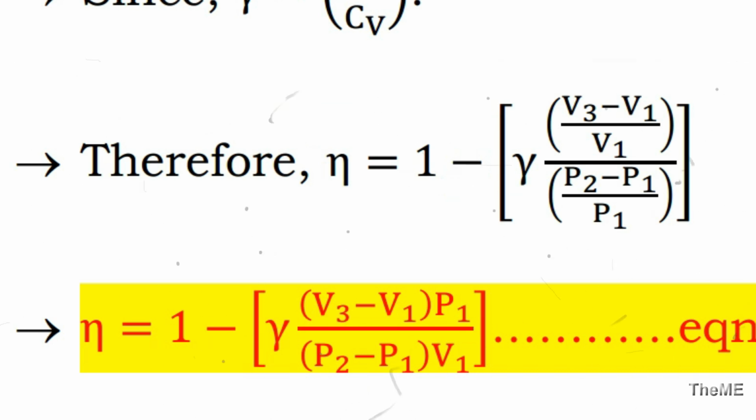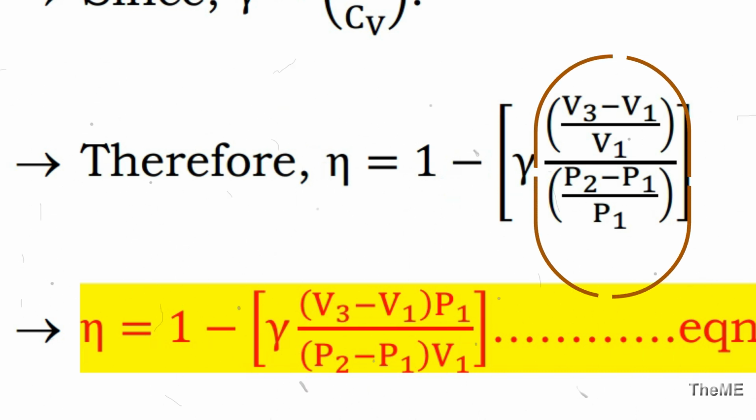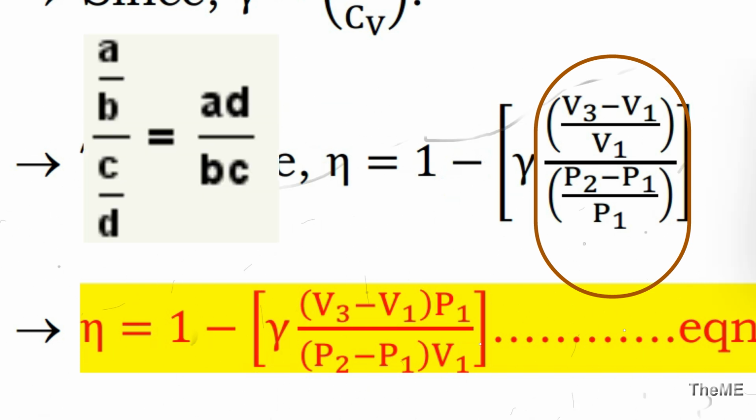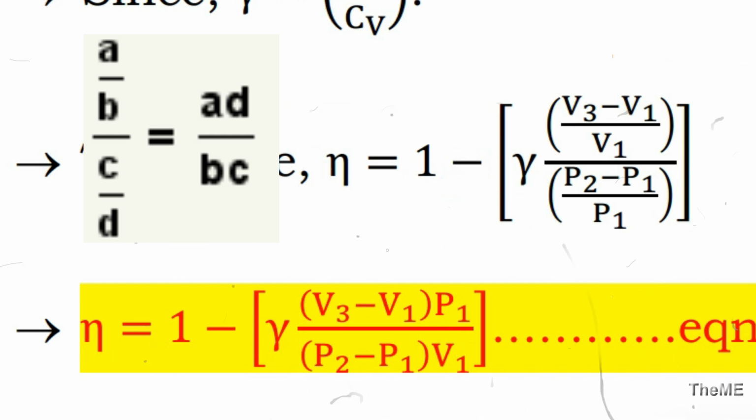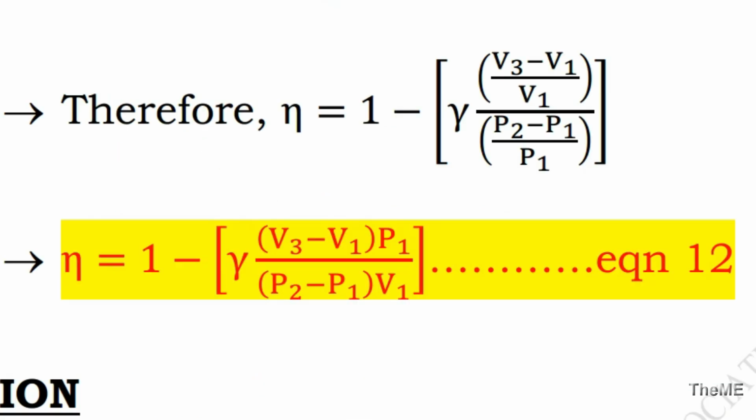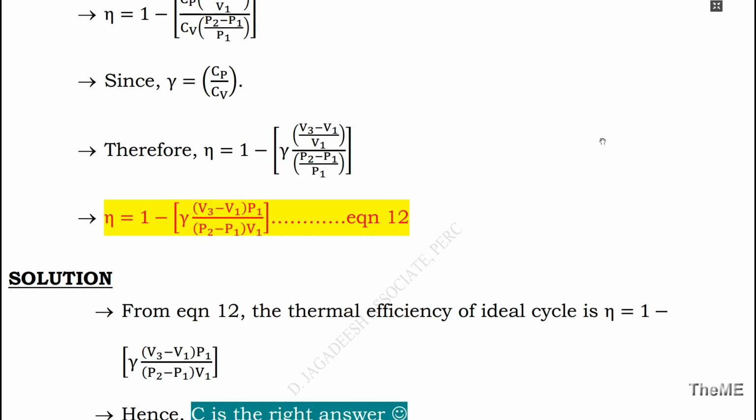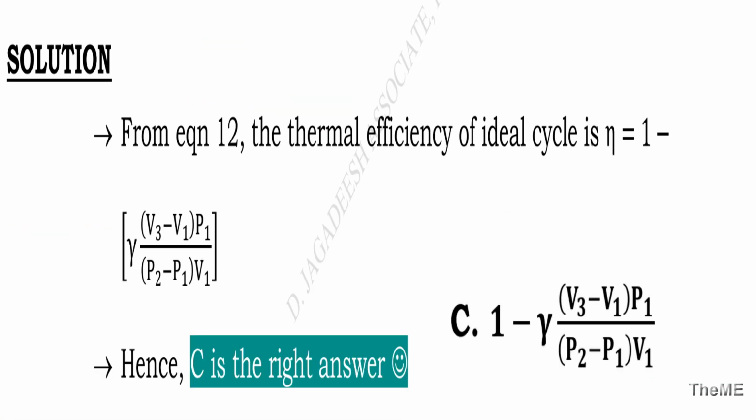So here V3 minus V1 by V1 whole divided by P2 minus P1 by P1 is V3 minus V1 into P1 whole divided by P2 minus P1 into V1, because we have applied the algebraic formula A by B whole divided by C by D is equal to A into D whole divided by B into C. So the next step will be eta is equal to 1 minus gamma into V3 minus V1 into P1 whole divided by P2 minus P1 into V1, and consider this one as equation 12. Equation 12 is the thermal efficiency of the ideal cycle, which means the answer for this question, and this value is seen in option C. So therefore the answer for this question is option C.